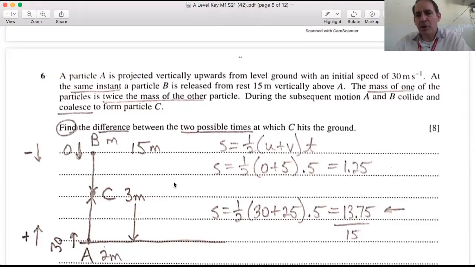Okay, so this is multiple stage on several levels. First, you're dealing with this projection and the time that it takes for the objects to hit the ground.